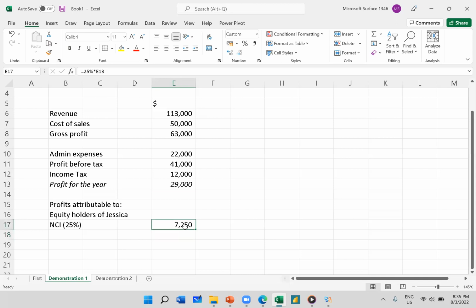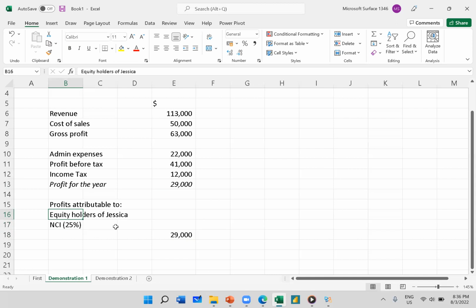So, delete again. You will always calculate NCI first, then only calculate the equity holders of Jessica. The total of equity holders of Jessica, which simply means the parent, plus NCI will be the same, 29,000. Now we want to know out of 29,000 how much belongs to NCI and how much belongs to equity holders. But that's not how you apportion or allocate. You don't say 29,000, 25% goes to NCI, 75% goes to equity holders. No, that's not how you do it.